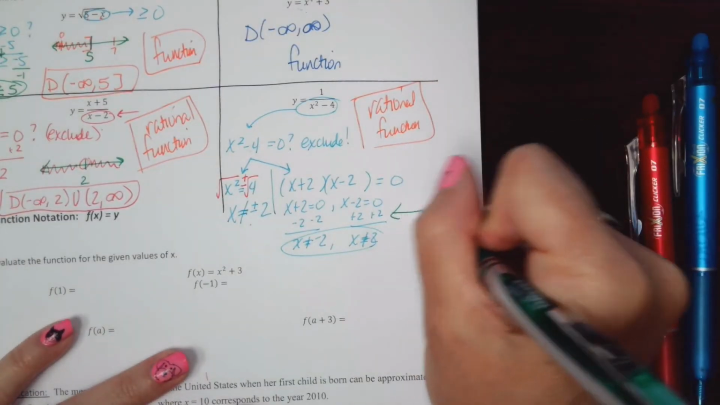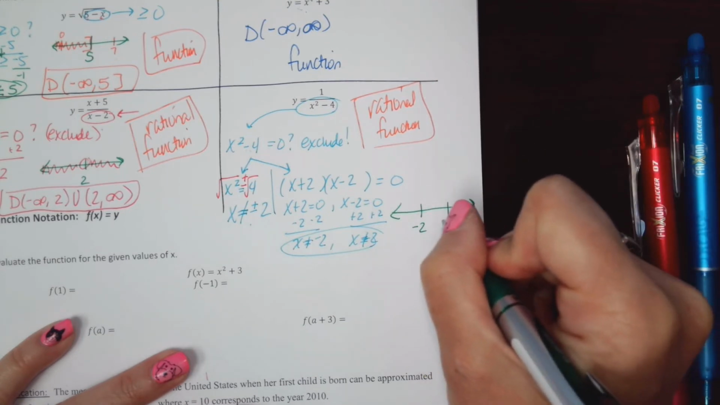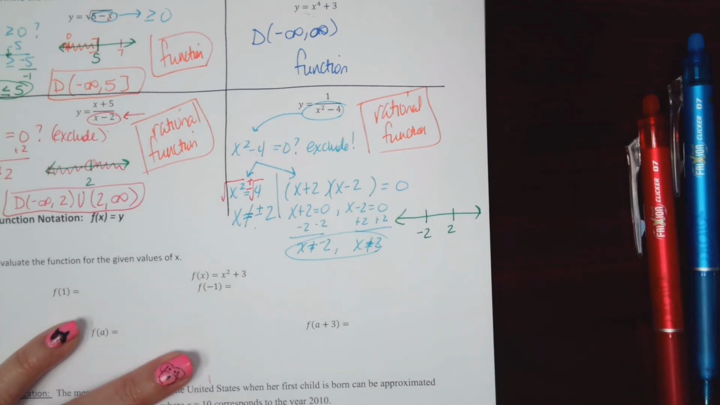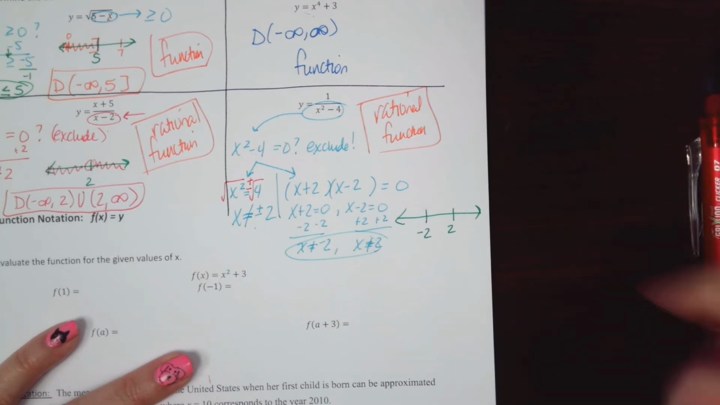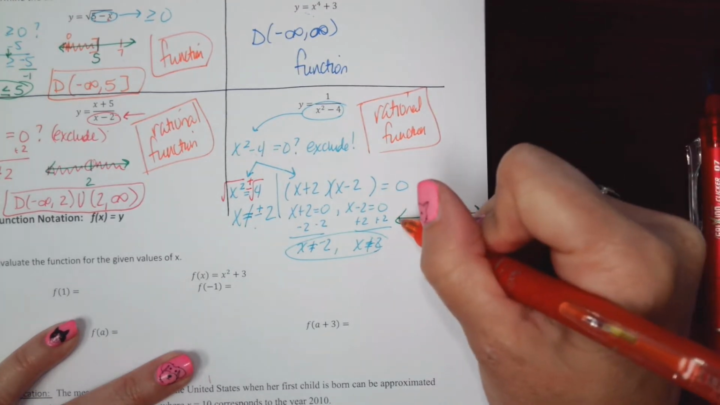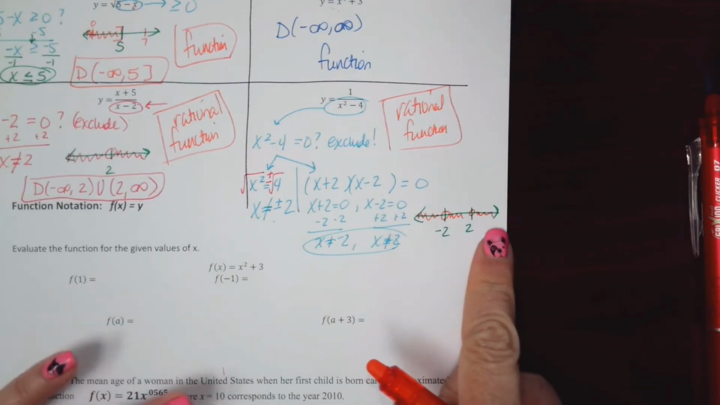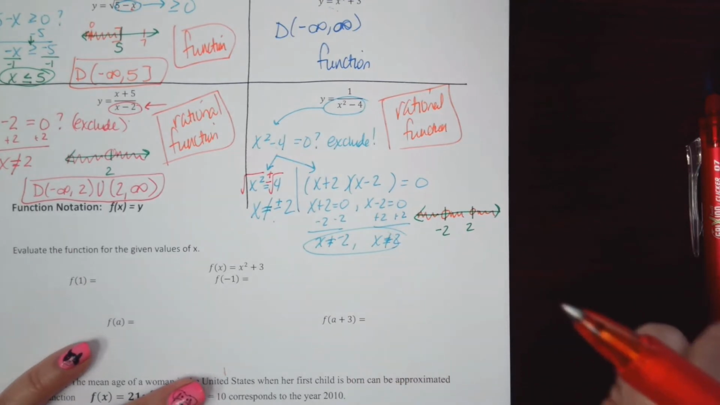What does that look like on a number line? Because I need to write my domain statement. Well, I've got -2 and +2 that need to be kicked out of my domain. So I'm not going to include those two values. I'll include everything else, and I can see that my domain, I'm going to have to write it with 3 different intervals.